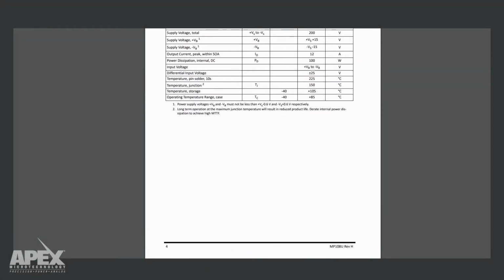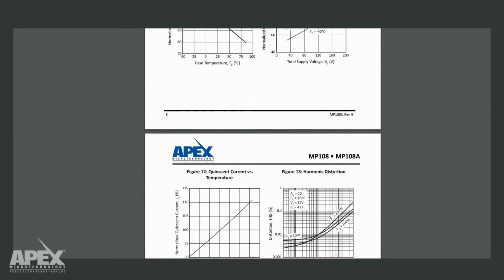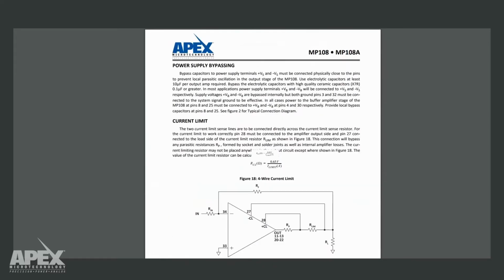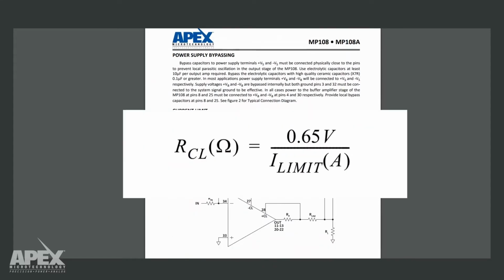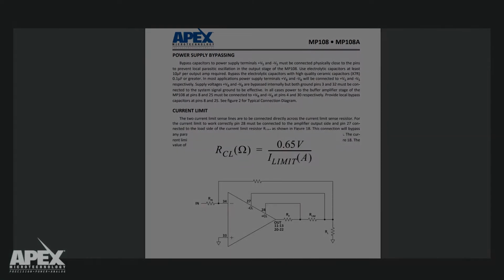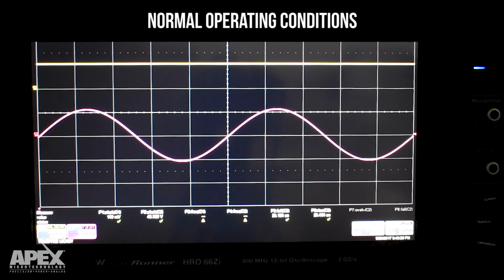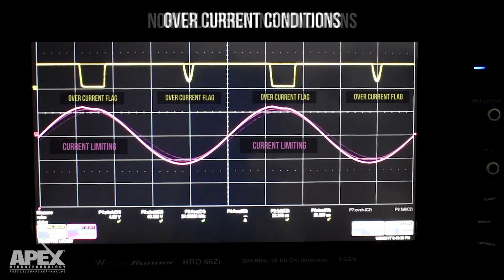Data sheets for different Apex products describe the equation to calculate the value of the current limit resistor. This is to ensure that the output current does not exceed the maximum absolute rating during accidental shorts to ground at the output. Here is a scope shot of the output voltage of an operational amplifier under normal operating conditions. However, the output voltage cuts off when the current limit kicks in.